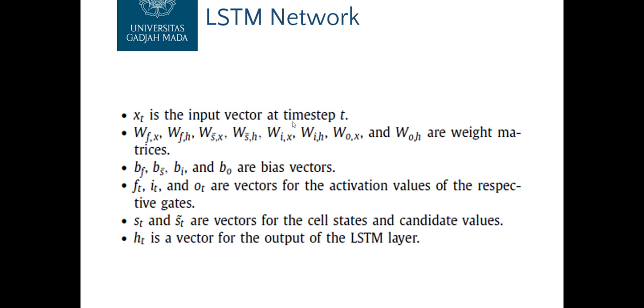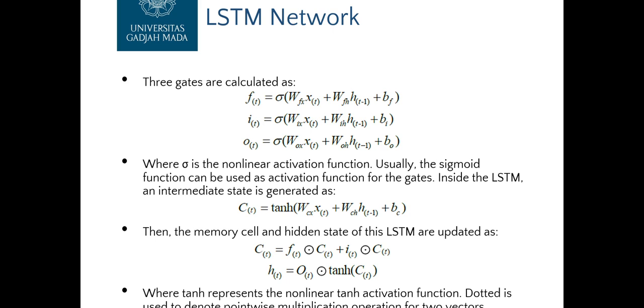xt is the input vector at time step t, Vfx, Vfh, and so on are weight matrices, bf, bs, bi, and so on are bias vectors, ft, it, and ot are vectors for the activation values of the respective gates. st are vectors for the cell states and candidate values. And last, ht is a vector for the output of the LSTM layer.